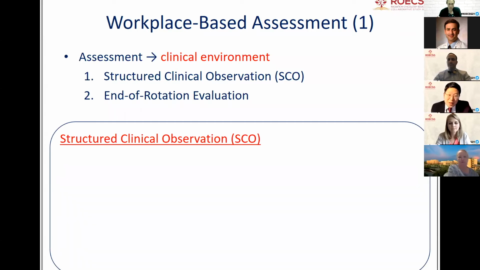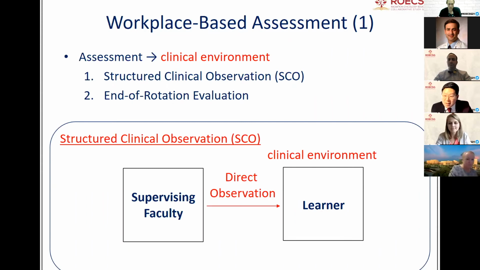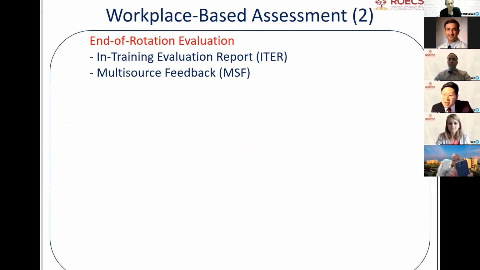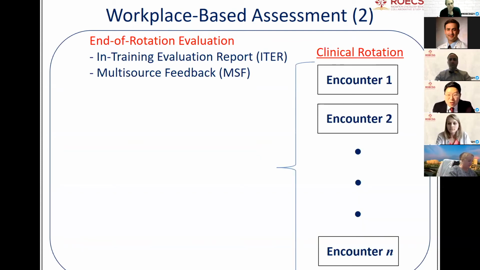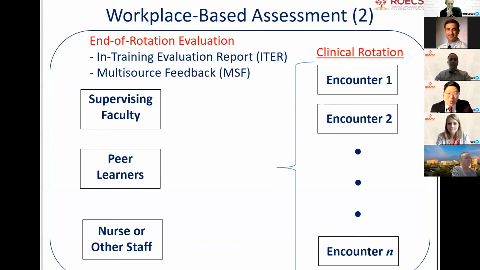SCOs, or structured clinical observations, are very straightforward. They're basically assessments that deal with direct observations. So if the attending is there with the learner and directly observing the learner's behavior, these are generally called SCOs. This differs from end-of-rotation evaluations, or rotation evaluations. In Canada, they're typically referred to as in-training evaluation reports, or sometimes as multi-source feedback. These are different from SCOs because they deal with more longitudinal observations. They may include not only direct observations but indirect observations, and they may pool information over time. So they may gather information from multiple faculty, peers, and other interprofessional staff.